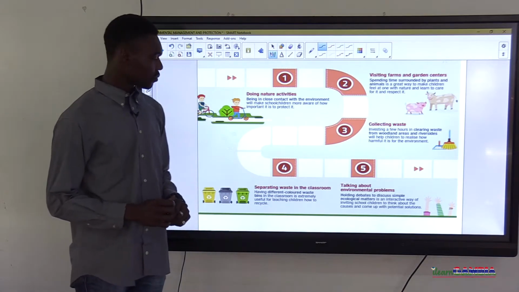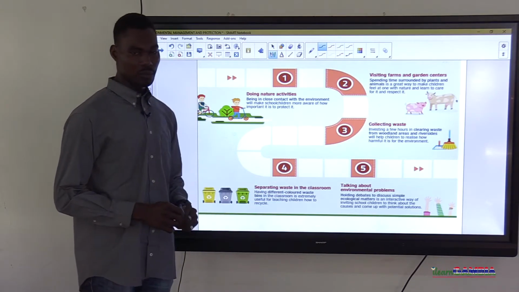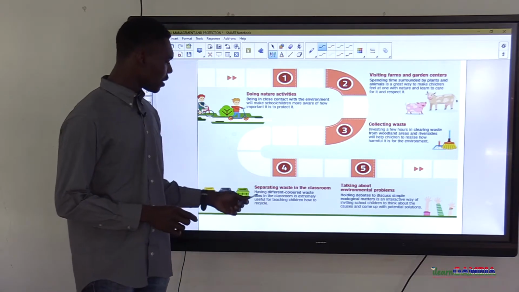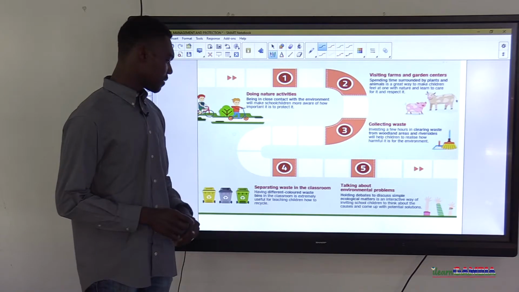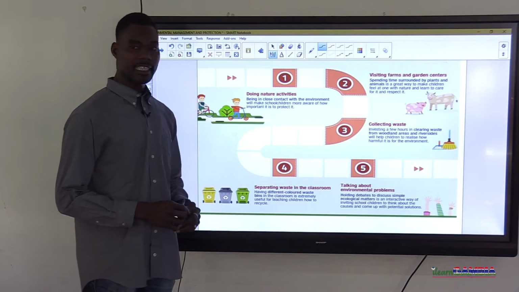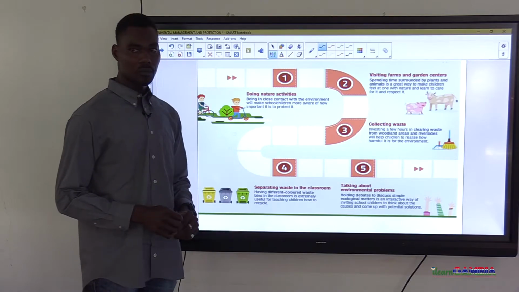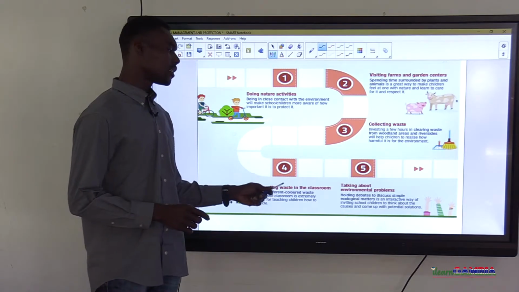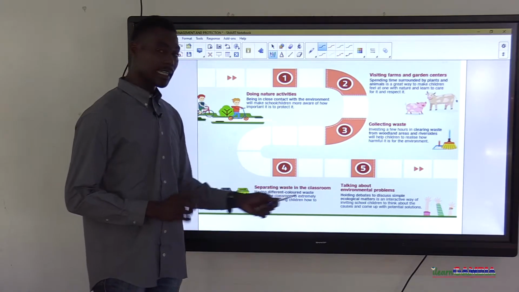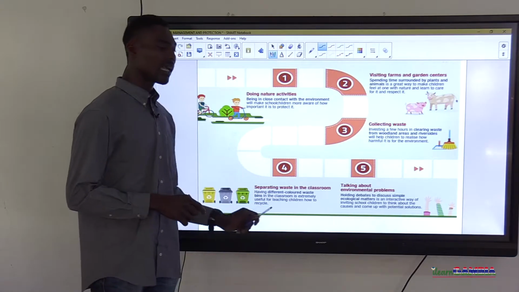Four, separating waste in the classroom. Having different colored waste bins in the classroom is extremely useful for teaching children how to recycle.